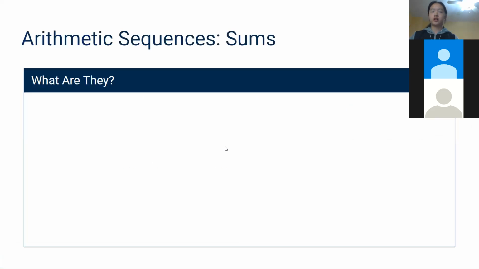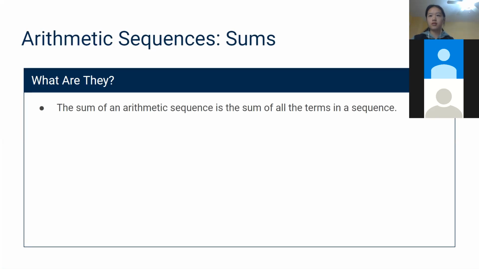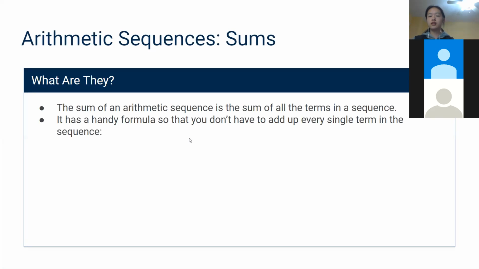Okay, now we're going to move on to the sum of an arithmetic sequence. The sum of an arithmetic sequence is the sum of all the terms in a sequence. In general, when we're asking about the sum of all the terms, there will only be a finite number of terms. In other words, the sequence will eventually end. It won't go on and on forever. So if you have a sequence of 100 terms, you don't want to add all of the terms by hand. So there is a formula you can use, and here it is.